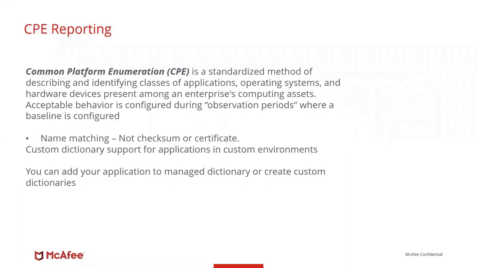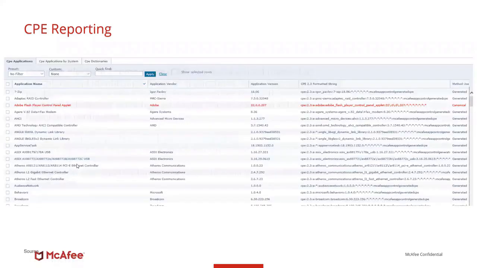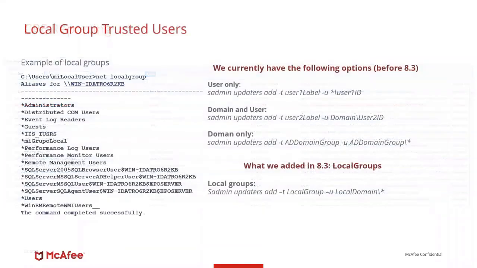So the next new feature that we're adding is common platform enumeration. This is a standardized method of describing different applications, operating systems, and hardware. It's mainly used by NIST, so government applications. It kind of looks like this. So you can kind of see that you can use dictionaries, and you'll see that it gives you an organization of what applications are and whatnot. You can use custom dictionaries and stuff like that, so it's not only limited to the NIST dictionaries.